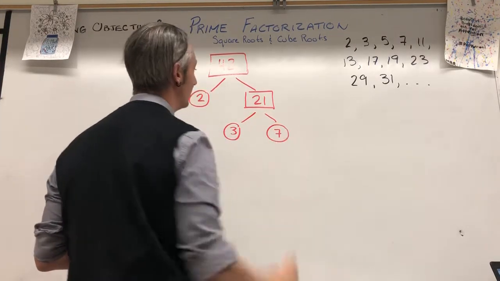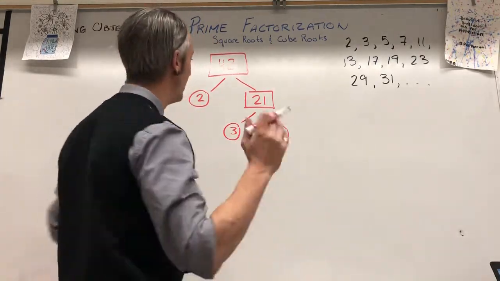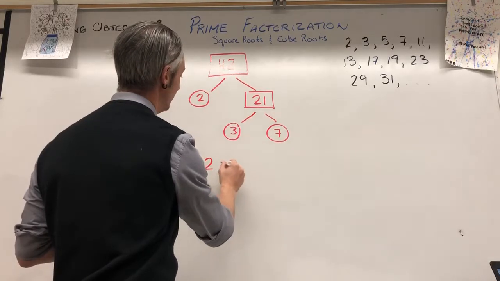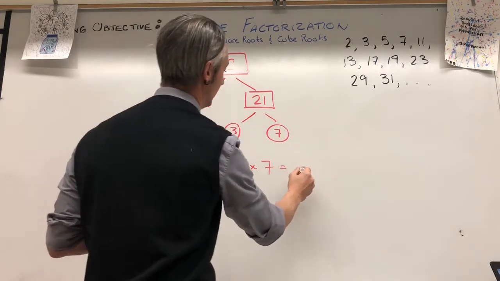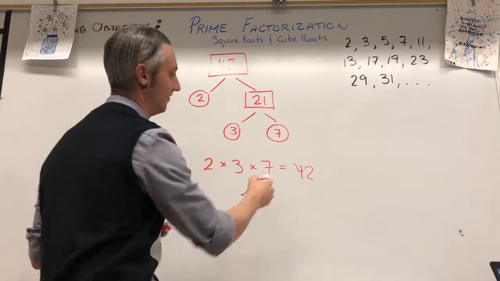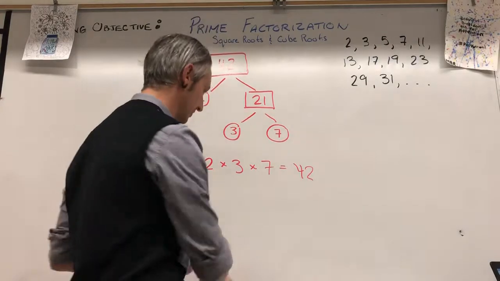And 7 is also a prime number. All the ends of my branches are circles now. They're all prime numbers, so I am done. And I get 2 times 3 times 7 is 42. And these are my prime factors. Okay? Real intense, scary stuff, I know.